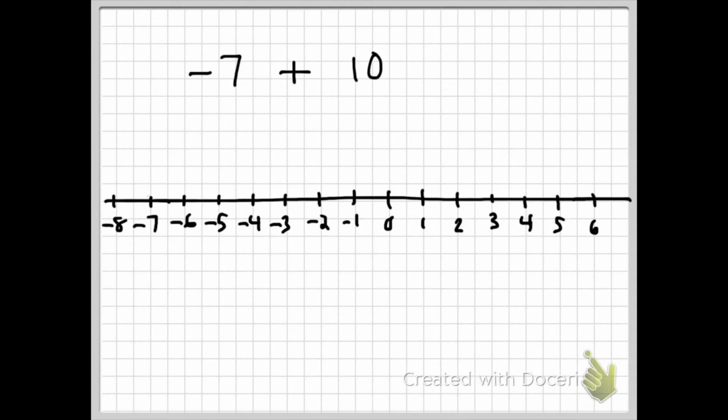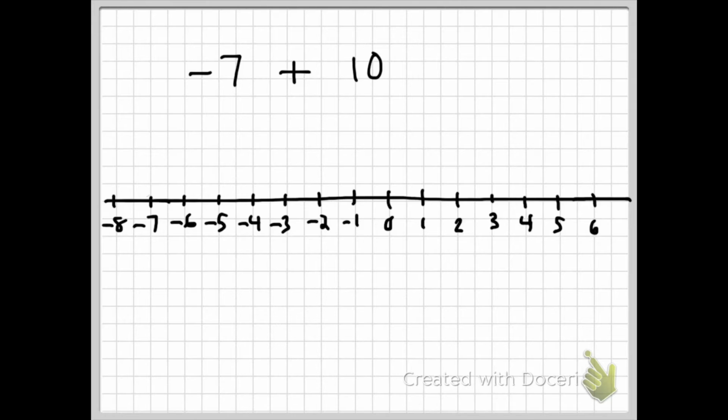Okay, what I'm going to show you now is two different ways in which you can add integers. The first being is using a number line. Now this isn't always going to work out when you're dealing with very large numbers, and when we move into decimals and fractions of negative and positive integers, it definitely won't work as well.